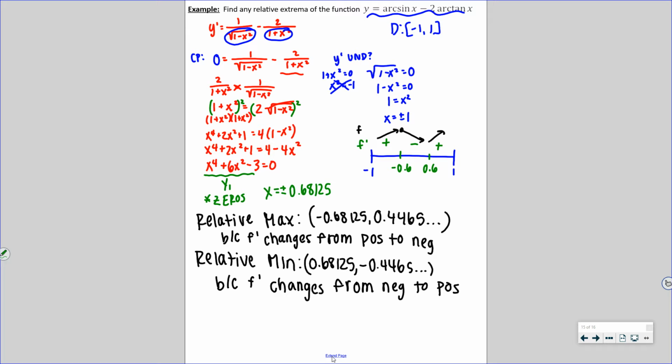So we would say the original function changes from increasing to decreasing, but we want to use our findings from the first derivative, so it changes from positive to negative or negative to positive to locate the relative extrema. Okay, do you guys remember how to do those? Maybe. It's been a while since we've done one of those.